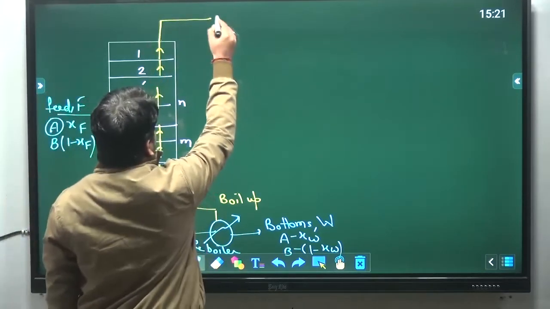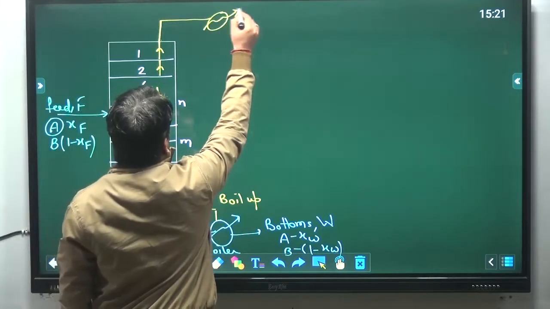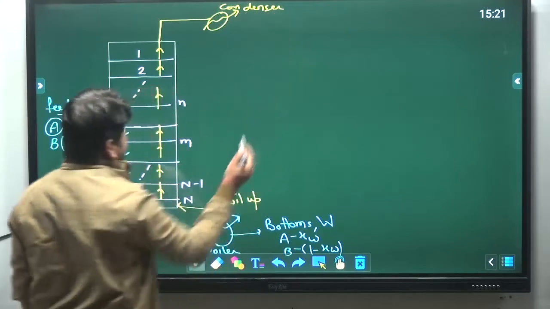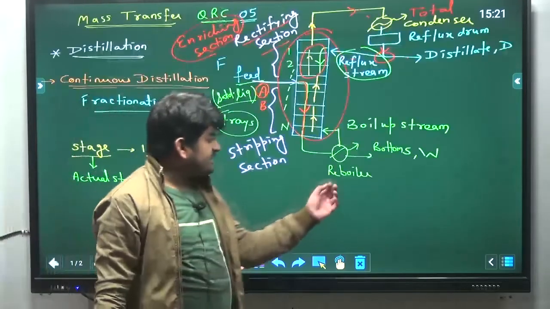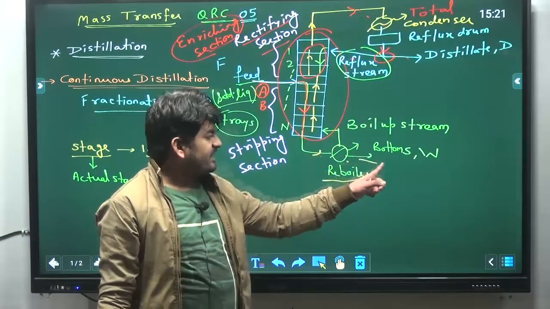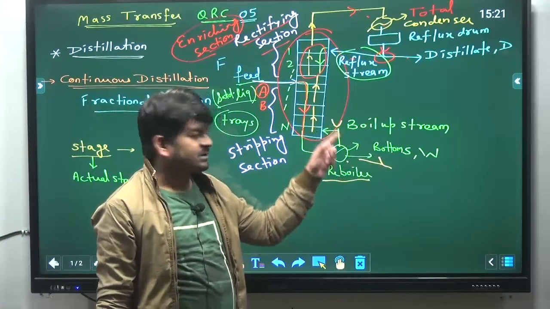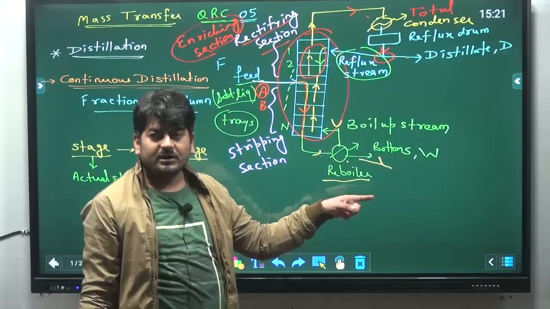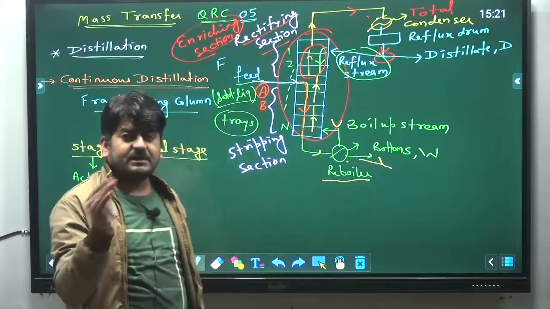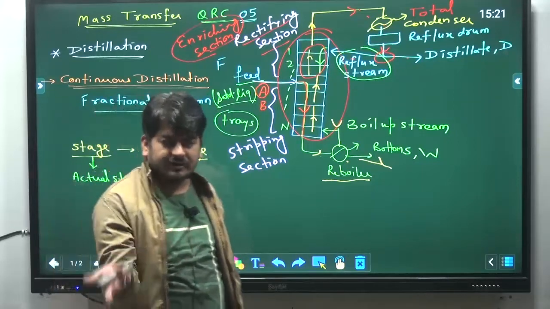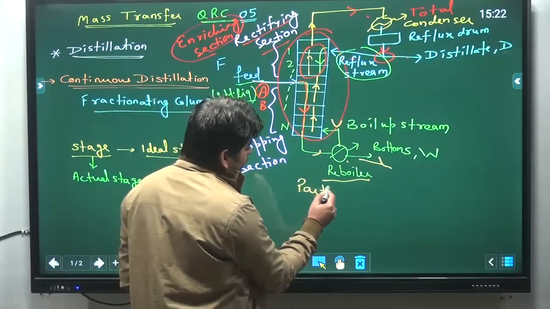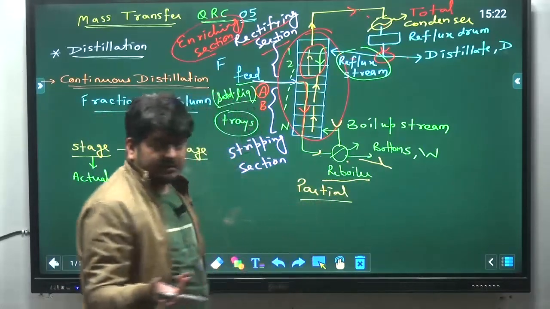All these vapors will move to a condenser. One thing which all of you should understand is that here in the reboiler, liquid is going in and we are getting liquid and vapor both. So this is the partial reboiler, because it is not converting the total liquid into vapors. It is converting only some part of the liquid into vapors. So this is called a partial reboiler. And that's how you can understand the reboiler and condensers.